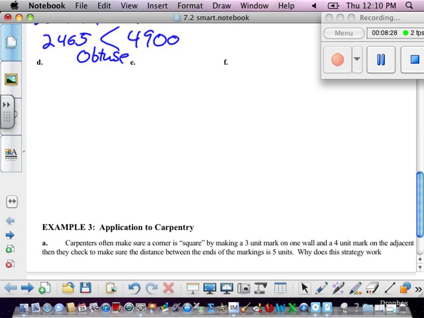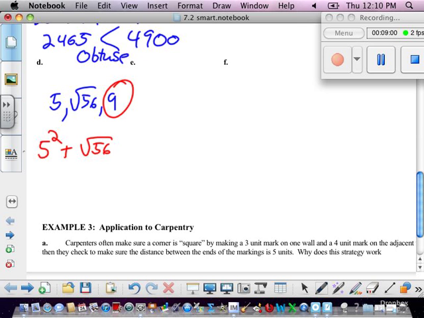Okay. So D says 5, square root of 56, and 9. My first question is, how do you know which one's bigger? This is why you get a handy dandy calculator. You find the square root of 56, and it's approximately 7.4, so you do know that 9 is the biggest. So I have 5 squared plus the square root of 56 squared, and I'm seeing what it does with 9 squared.